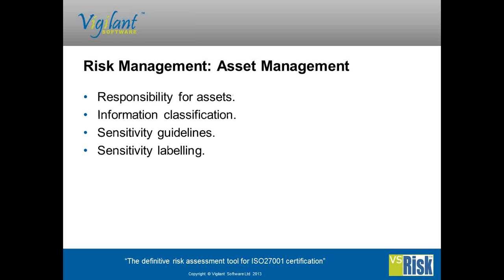A couple of the key steps and key types of controls that one tends to select in terms of asset management, and which again is built into VS Risk. The first is responsibility for assets. In other words, you can determine who should own the asset, who's going to be responsible for identifying and running the controls which are selected. Information classification, the determination of whether the information is confidential, top secret, or whatever your classification system is. And it's the labeling of assets which enables people to know what circumstances they can be deployed in.